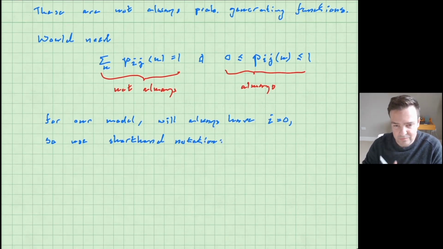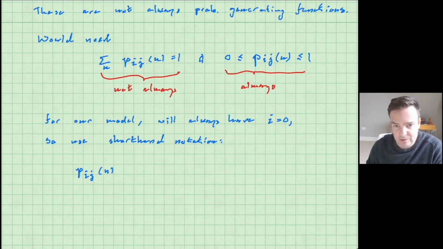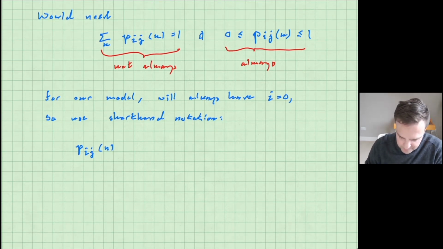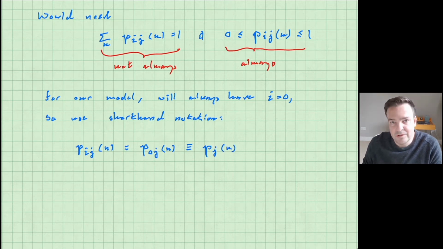So we're going to use a shorthand notation for these quantities, and it looks like this. We're going to say that Pij of n, that's a quantity we know about, we're only going to be interested in P0j of n. That's the only one we're going to use. And so we're going to define this to be Pj of n, because we're never going to play around with that first index. And so we'll just introduce this new symbol.